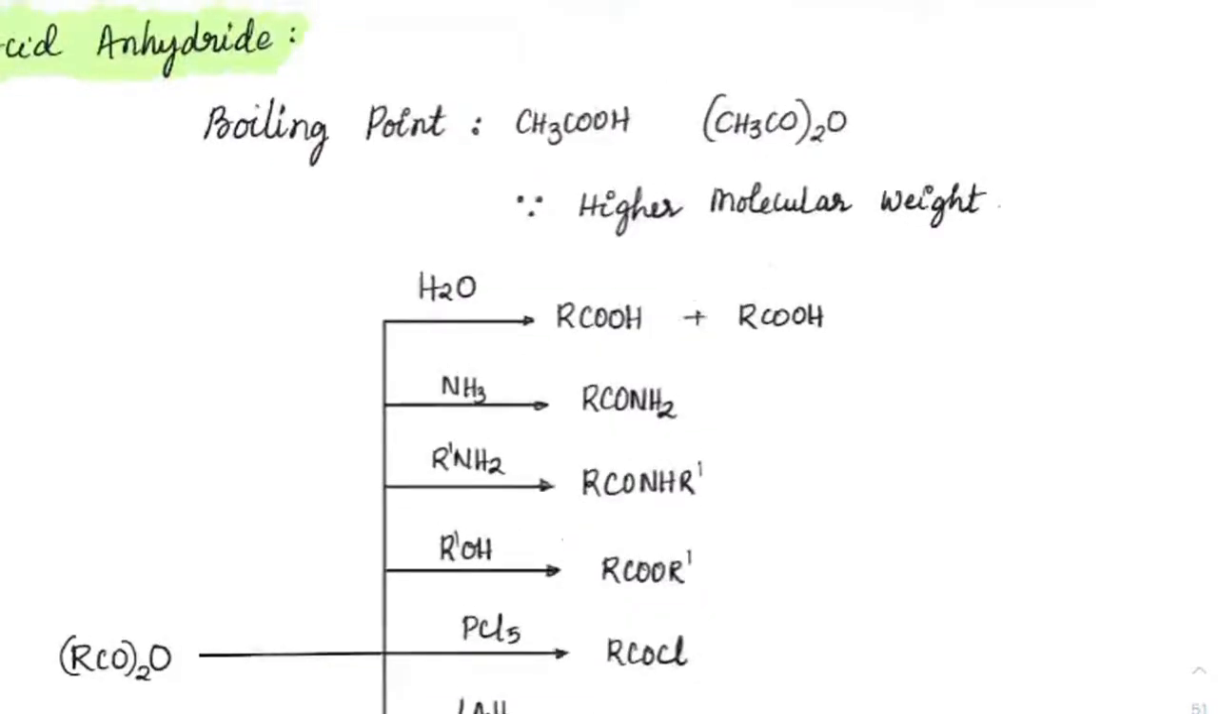Before that, I mentioned a point before also: if you take an acid and its respective anhydride, the anhydride will have a higher boiling point because of the molecular weight, although it may not have hydrogen bonding. Okay.